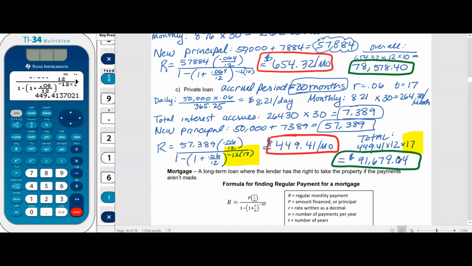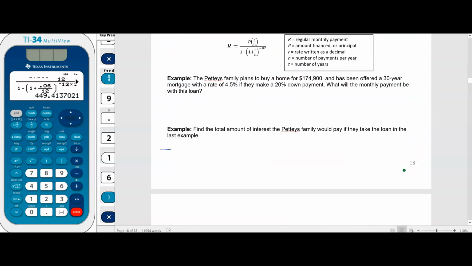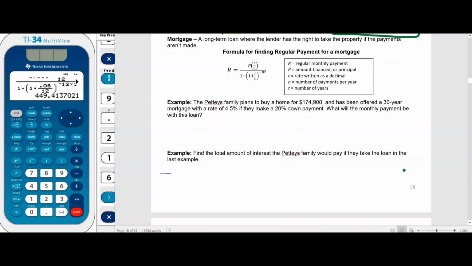So if I want to know how much more the private loan is compared to the unsubsidized, I would just do $91,679.64 minus $78,518.40, and that would tell me how much more that loan is. So just using subtraction there. Okay, so one problem, but probably one of the longest problems you'll do in this class.